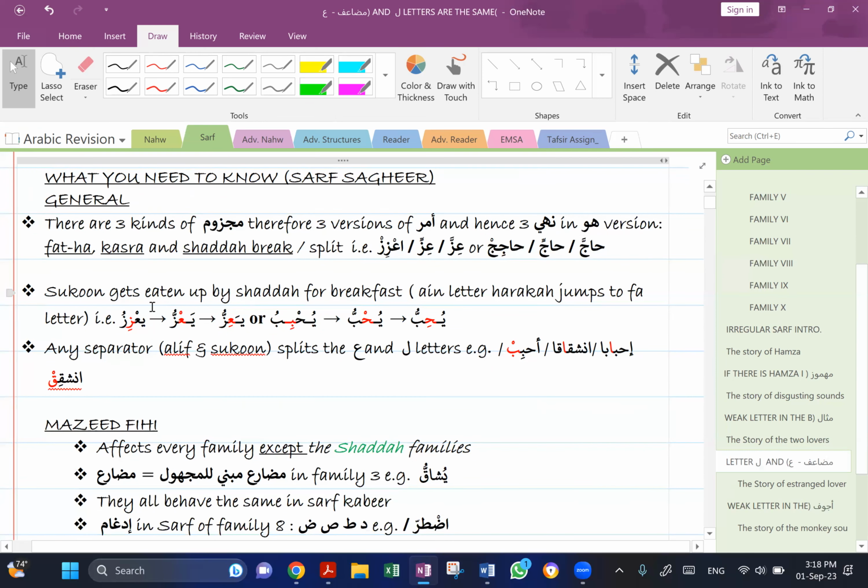The other one is, like we said, Shadda and Sukun, they don't really get along. So if Shadda is there, Sukun goes away. And if you have a fight between Sukun and Shadda, guess who wins? Shadda wins. Because Shadda is such a pretty intense baby. I mean, the baby is called Shadda, for crying out loud. So very intense. Yeah. So that's what happens.